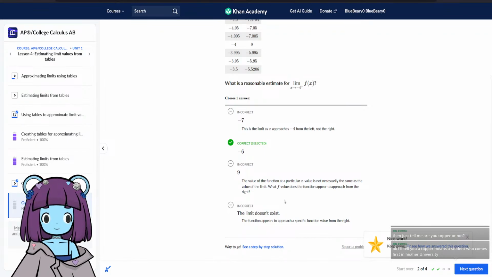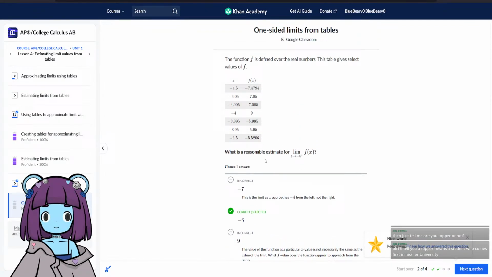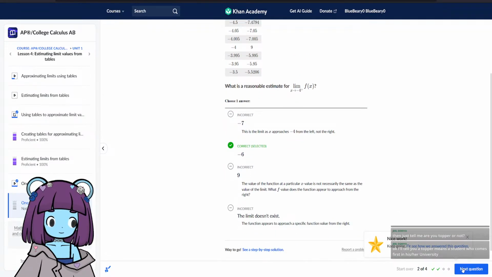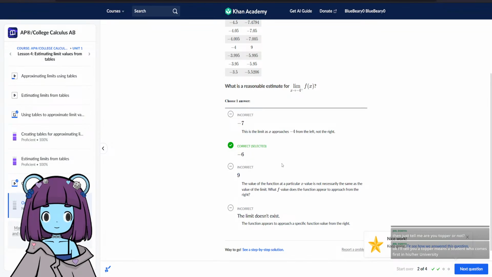The value of the limit of the function at a particular x value is not necessarily the same as the value of the limits. What f value does the function appear to approach from the right? So it is 6.